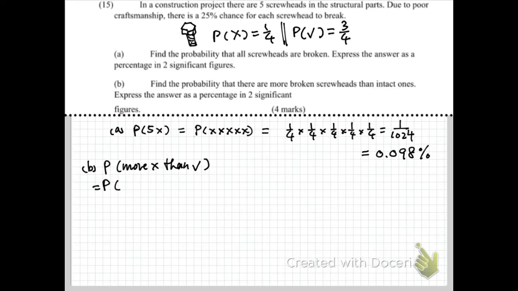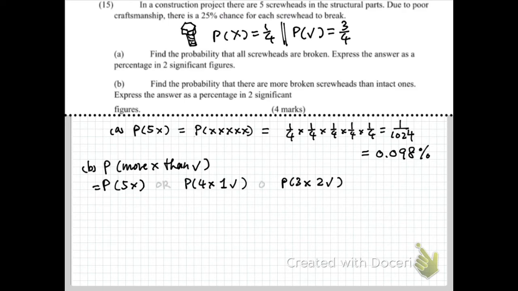So either all 5 of them are broken, or 4 of them are broken and 1 of them is intact, or 3 of them are broken and 2 of them are intact. That's all, because for the next one you will have more intact ones than broken ones, so it is not counted. Or means we add them up together, of course. It used to be 'or', but we know the calculation will be converted to addition.